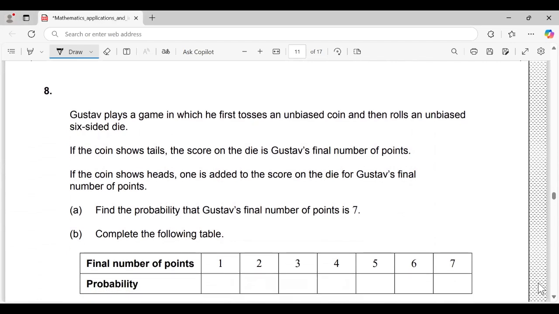Number 8. Gustav plays a game in which he first tosses an unbiased coin and then rolls an unbiased six-sided die. If the coin shows tails, the score on the die is Gustav's final number of points. If the coin shows heads, 1 is added to the score on the die for Gustav's final number of points. Find the probability that Gustav's final number of points is 7. Right.